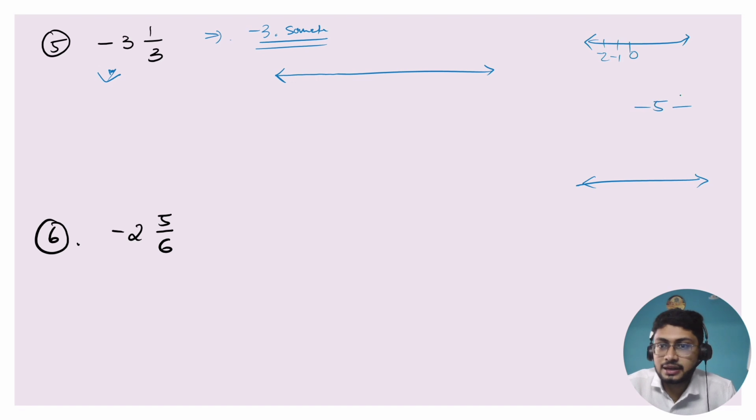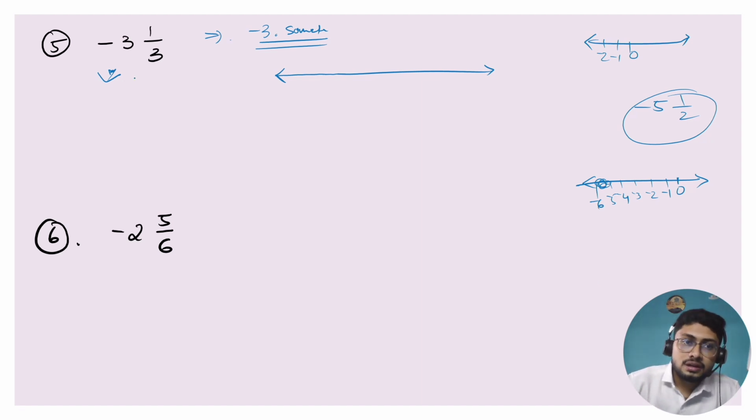If your number is like minus 5 1 upon 2, then 0, minus 1, minus 2, minus 3, minus 4, minus 5, and then you have a number somewhere over here between minus 5 and minus 6. Okay, this number is between minus 3 and minus 4. How many partitions? Total 3.